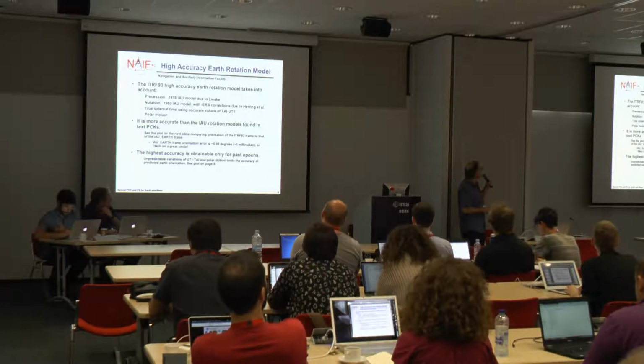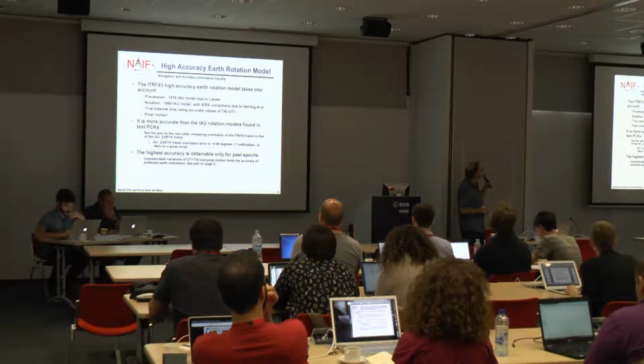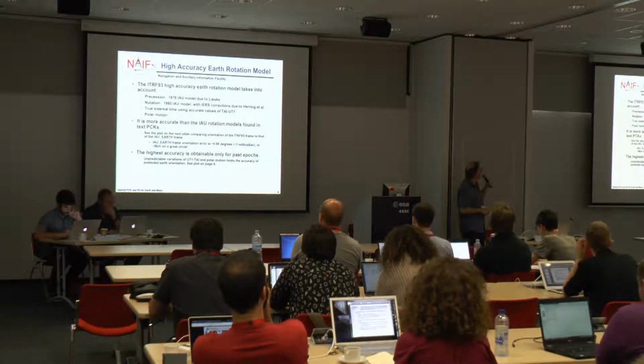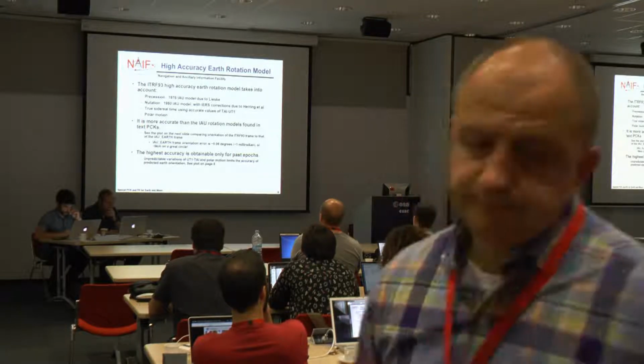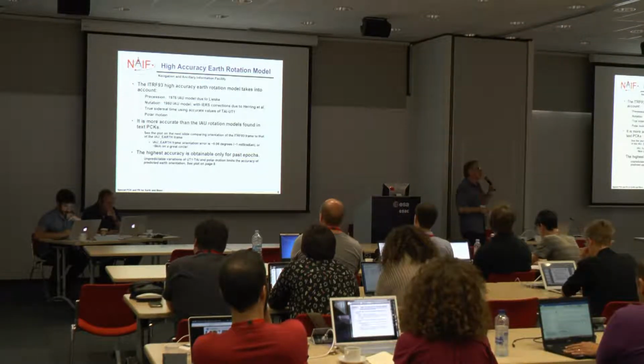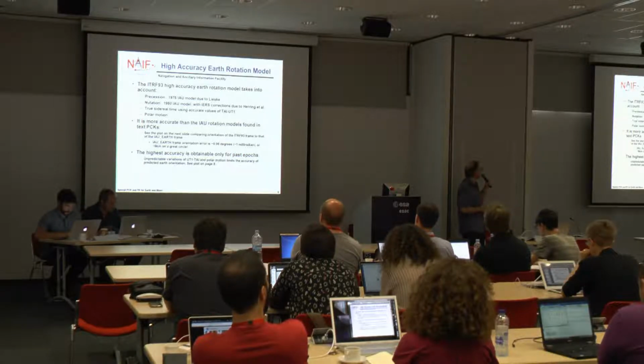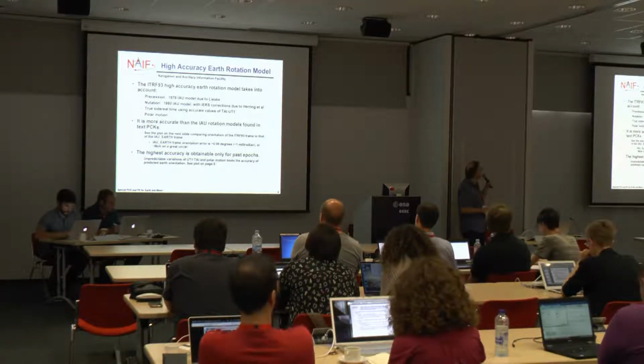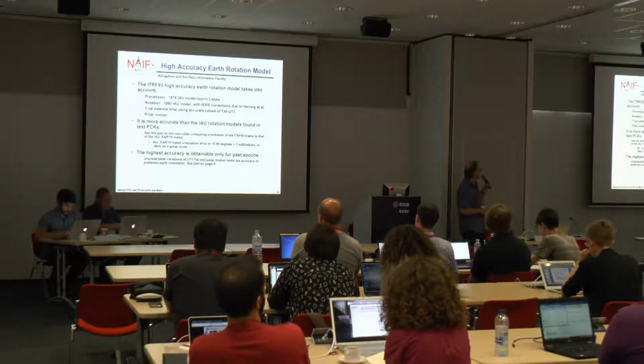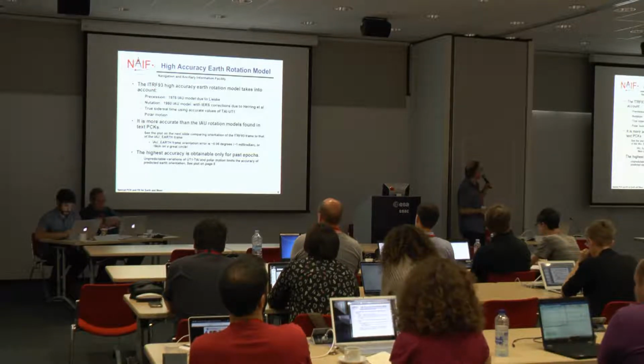So the orientation given by this model is more accurate than the IAU rotation model found in text PCKs, and we'll show the plot in an instant here. Note that the IAU Earth frame orientation error is about 0.06 degrees, or about 1 milliradian, or about 6 kilometers on the great circle. So it's an enormous error, making the model unsuitable for accurate work, or most accurate work. The highest accuracy of the binary PCK is obtainable only for past epochs. Unpredictable variations in UT1 minus TAI and polar motion limit the accuracy of predicted Earth orientation.